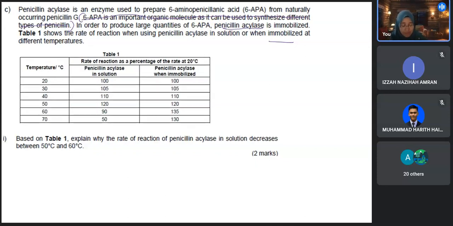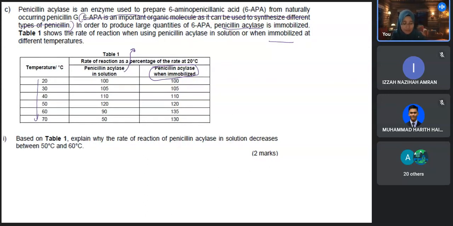So dia bagi dua condition. Satu, dalam keadaan enzyme tu dalam solution, not bound to certain surface. Okay, so yang second reaction ni, penicillin is immobilized. It is bound to certain surface. Alright. So ada temperature dia manipulate from 20 to 70.